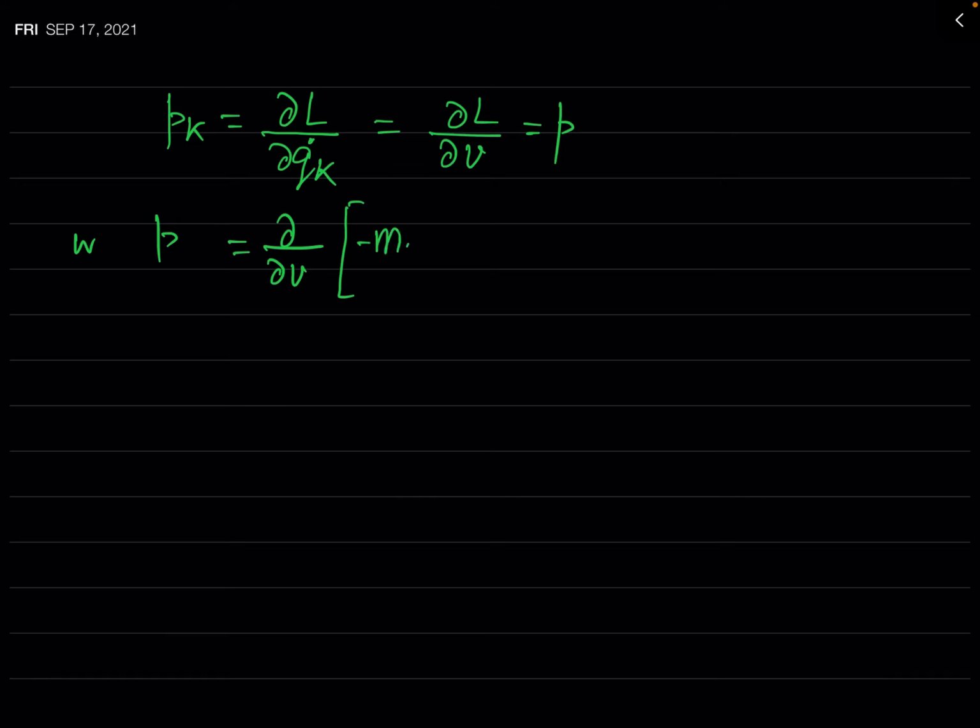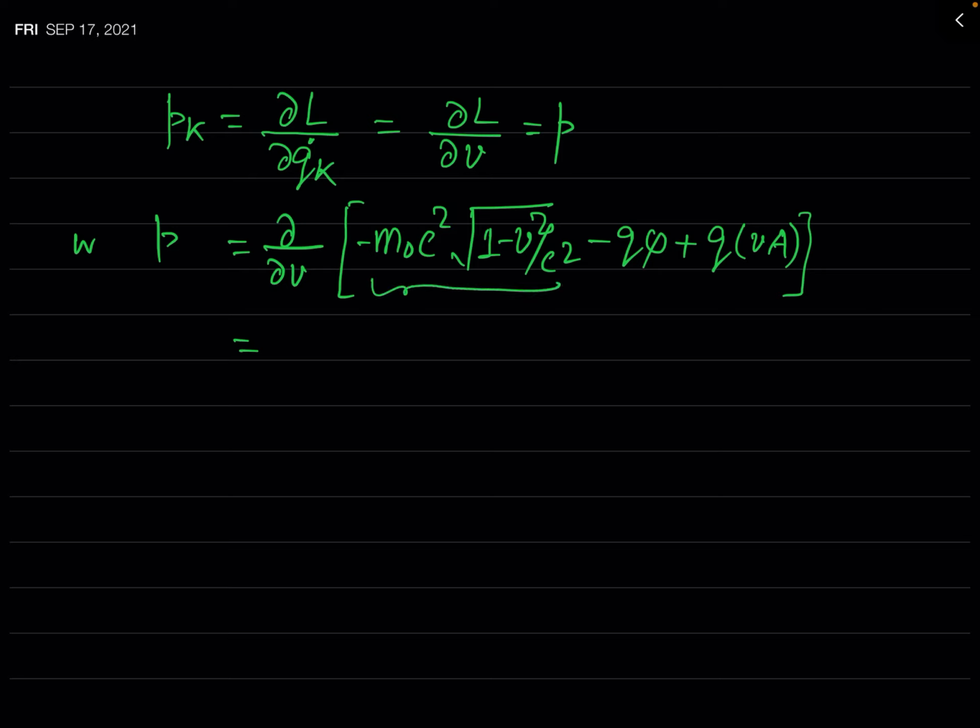L is what? This is minus m naught c square times square root of 1 minus v square by c square, minus q phi, and plus q v dot a, or you may also now write it q times va. You may write it. Now let us differentiate.